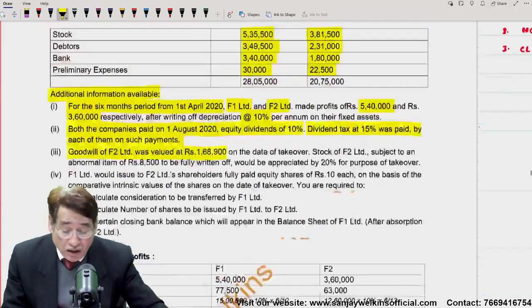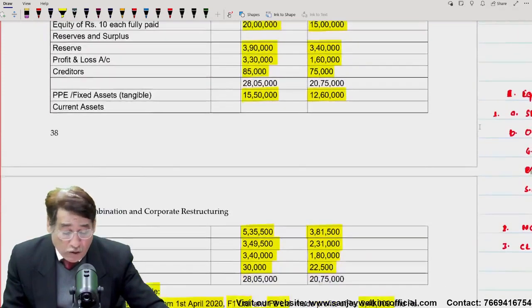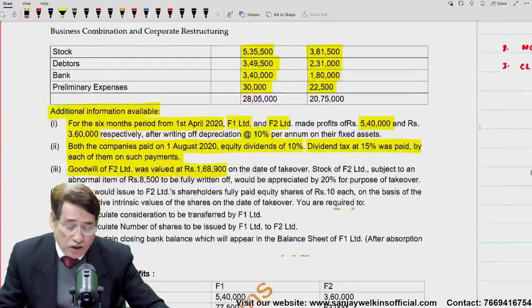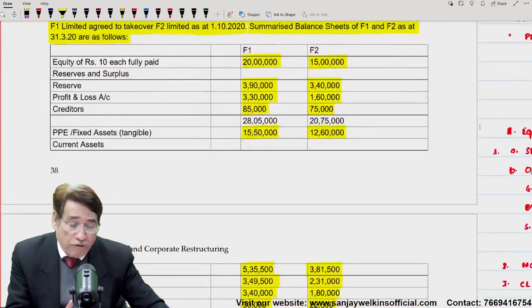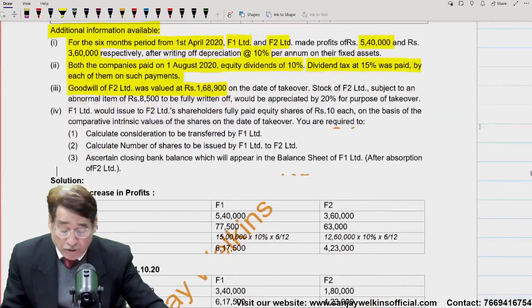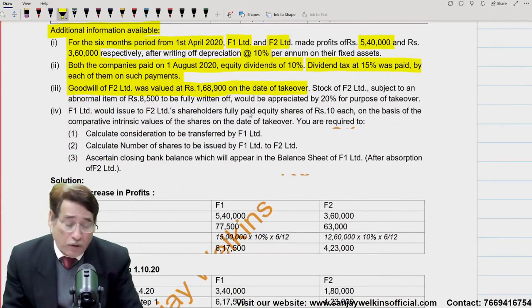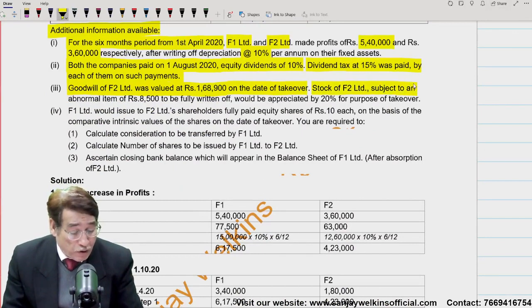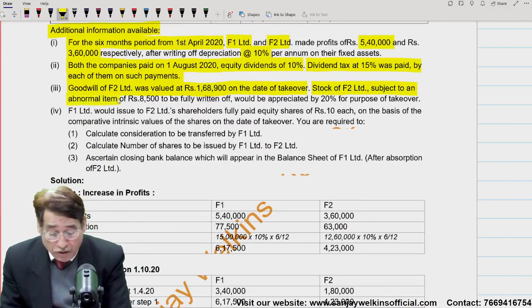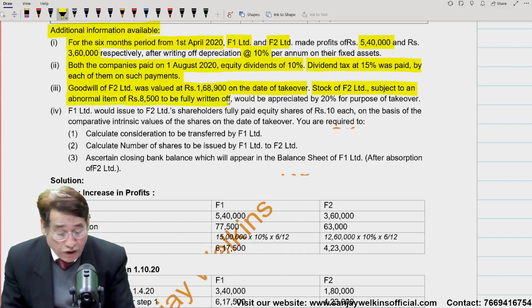1,68,900. In the question, we have already gone through, goodwill is not given in the balance sheet. However, when F1 Limited acquired F2 Limited, it valued the goodwill of F2 Limited at 1,68,900 on the date of takeover. Stock of F2 Limited was subject to an abnormal item of 8,500 to be fully written off.